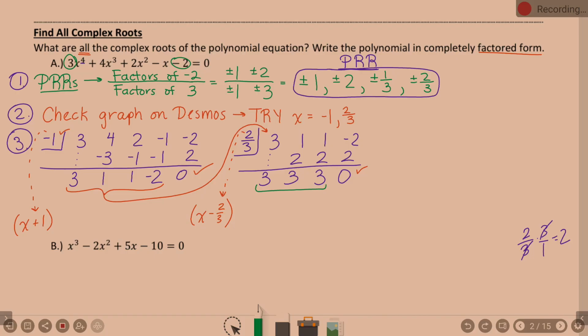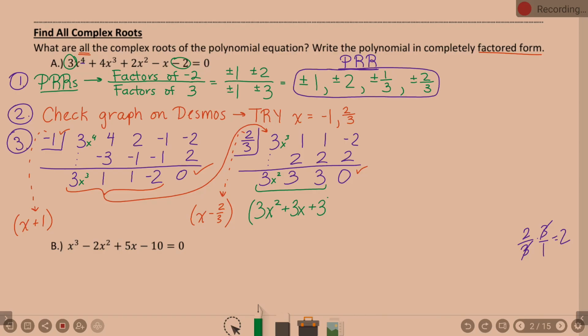Represents 3 what? X squared. Do you need to go back and count? This was 3x to the 4th. So this becomes 3x to the 3rd, which makes this 3x to the 3rd, which makes this 3x to the 2nd. Sound familiar? I've gone through that multiple times with you. This is 3x squared plus 3x plus 3.